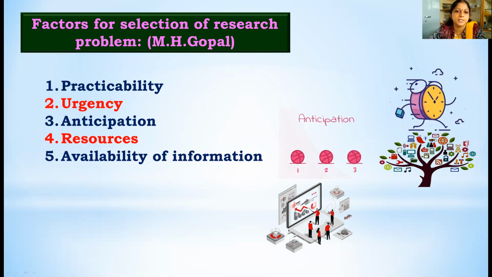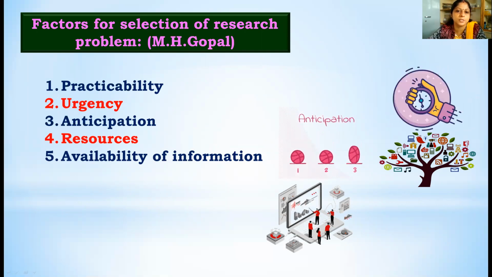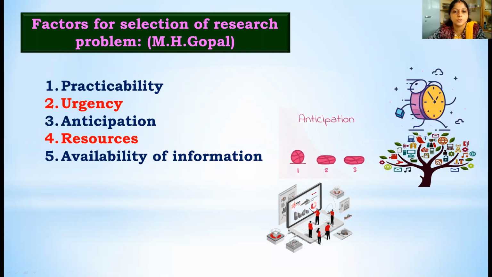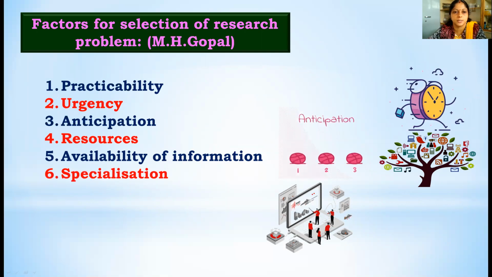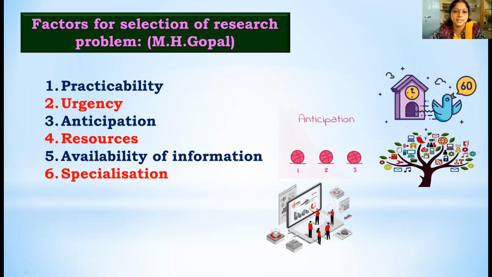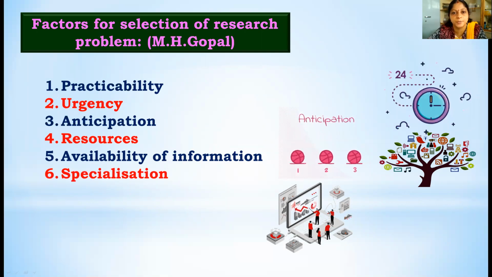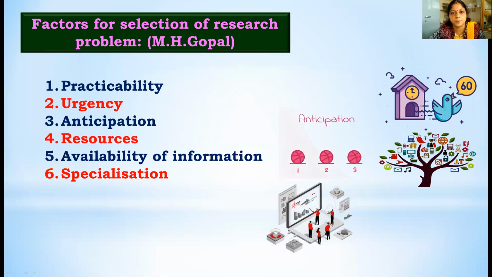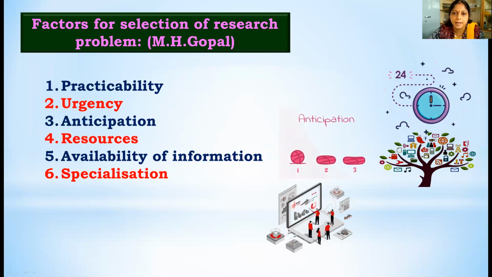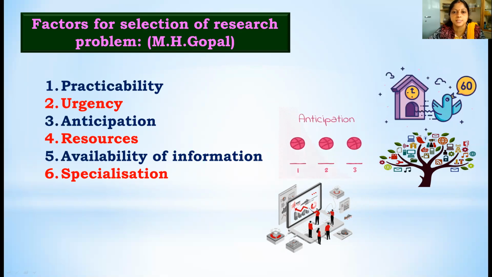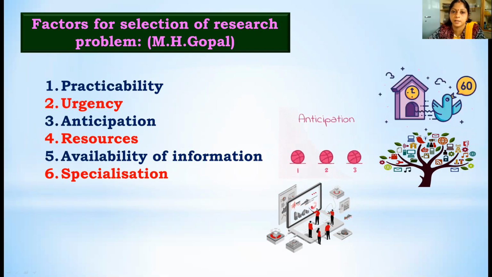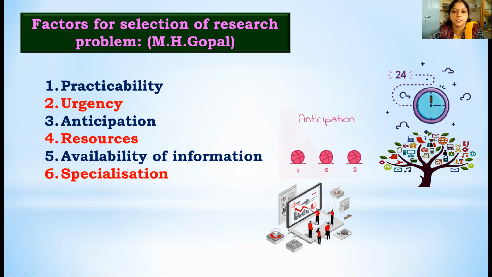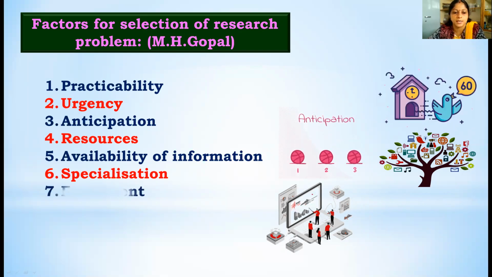Whenever you are conducting a research, you must have proper information to back up, support or justify your findings. The next one is specialization. Whenever you are selecting a research, it should be based on your specialization. That means if I am specialized in communication, I will be an expert in that, and I can find out the solution very efficiently and very effectively. So I have to select a research problem based on my specialization.